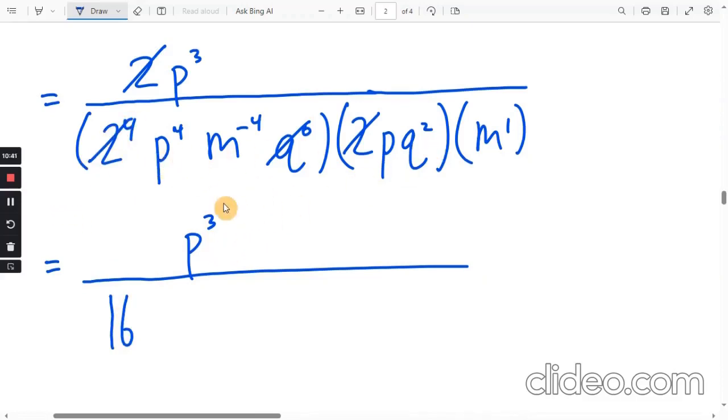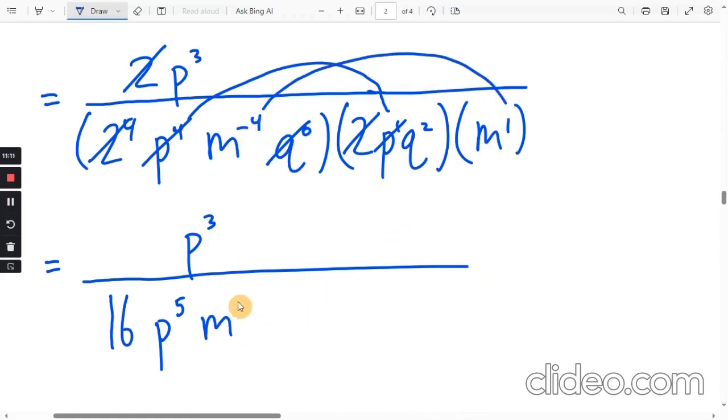Again, these are all multiplied. This is p to the first, so we have p to the fourth times p to the first, and we just add the 4 plus 1, so that's going to be p to the fifth. All right, cross out p, and cross out p. For the m's, I'm going to write the m first. We have m to the negative 4 times m to the first. So we just add negative 4 plus 1. So that's going to be m to the negative 3. Cross that off. Cross that off. And now, all that's left is q squared.